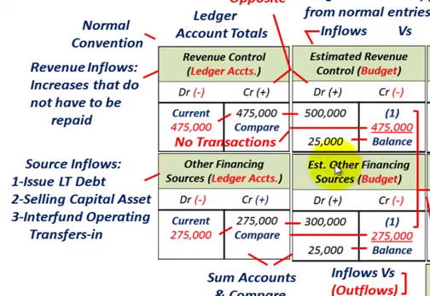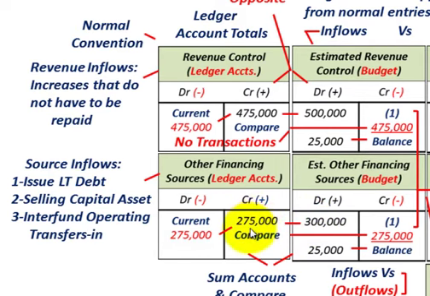Okay, so let's just look at our example here. Say for our budgeted amount, we're going to have estimated other financing sources of a debit amount of $300,000. And then our other financing sources in our ledger accounts, we're going to have a credit increase of $275,000. So that's for our current here. So you can see a side-by-side comparison. You can see our other financing sources are $25,000 less than our estimated other financing sources in the budget. Easy enough to see here.